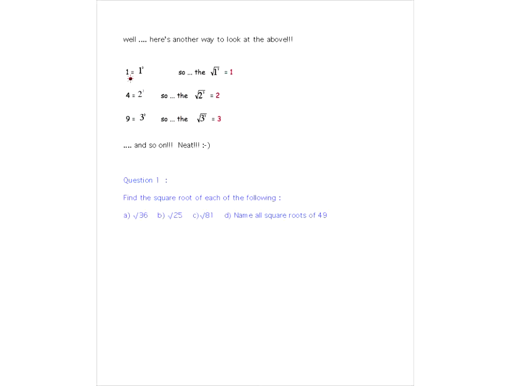So I'll just ask you guys really quick, just to give me the answers for these here. So what's the square root of 36? And again, this here means the positive square root, right? Okay, 25, 5, okay, 81.